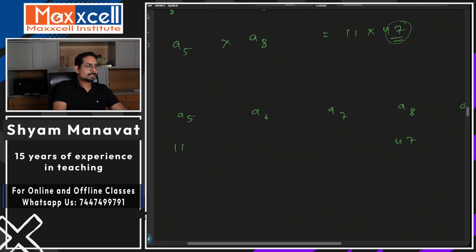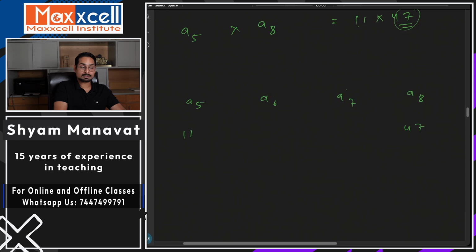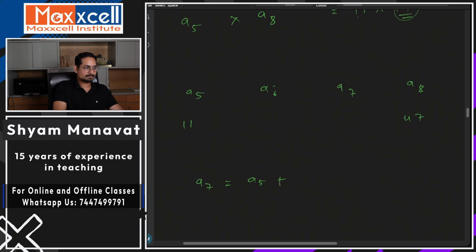So now here this 7th term is supposed to be what? 6th term plus 5th term. That means A7 is equal to A5 plus A6. Correct? That's the rule of Fibonacci. Do you agree with that?